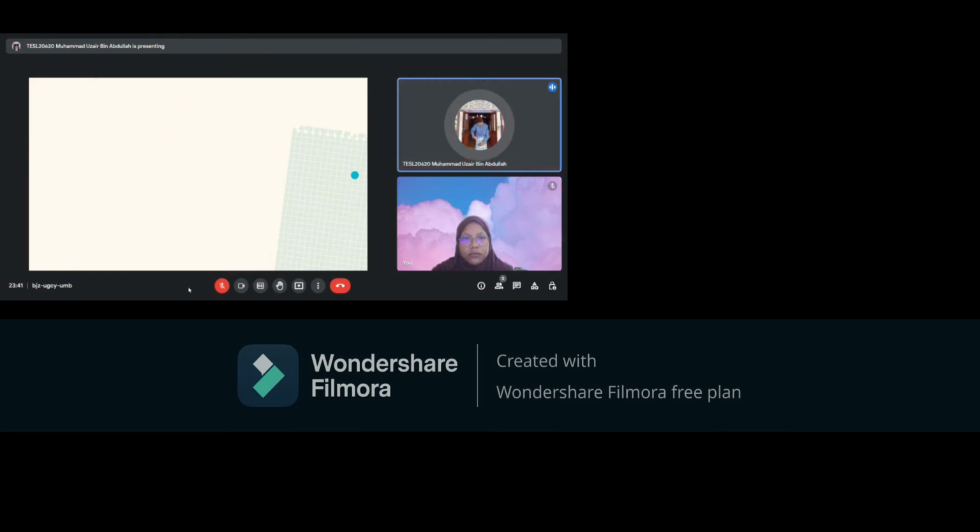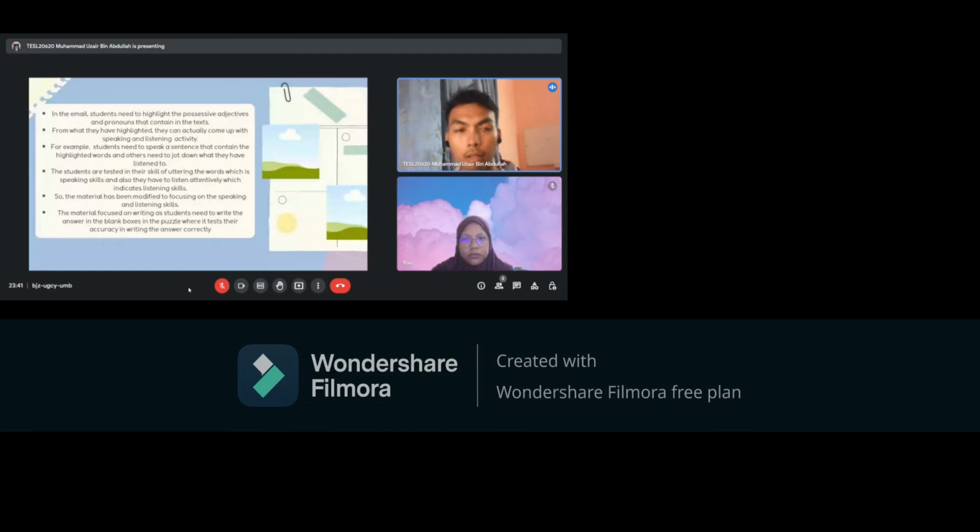In the email, students need to highlight the possessive adjectives and pronouns contained in the text. So as explained by Mahira just now, in the paragraph or in the essay, the students need to highlight the possessive adjectives or pronouns that they have identified. And then from what they have highlighted, they can come up with a speaking and listening activity. So the specialty of our teaching materials is that they can be adapted or modified, as I explained before.